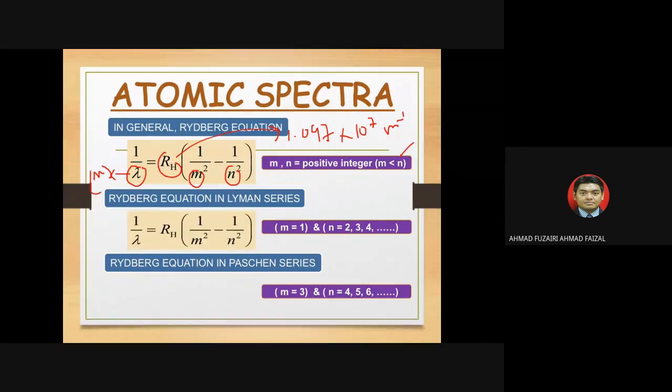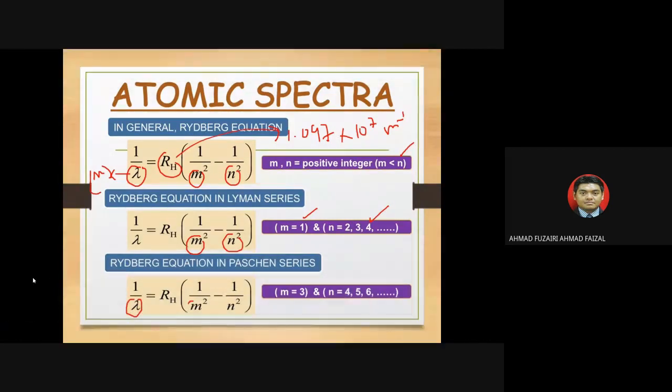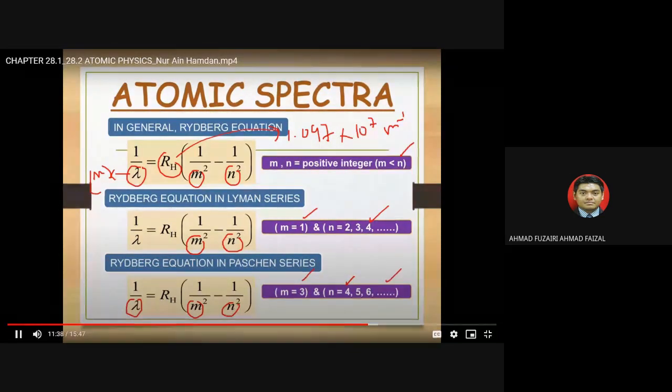If you want to calculate the wavelength in the Lyman series, you just replace m with 1 in the general Rydberg equation, and the integer number for n may start from 2, 3, 4 until infinity. And the last one, in the Paschen series, we still use the same general Rydberg equation to calculate the wavelength lambda, but just replace the value of m with 3, and the integer number for n may start from 4, 5, 6 until infinity.